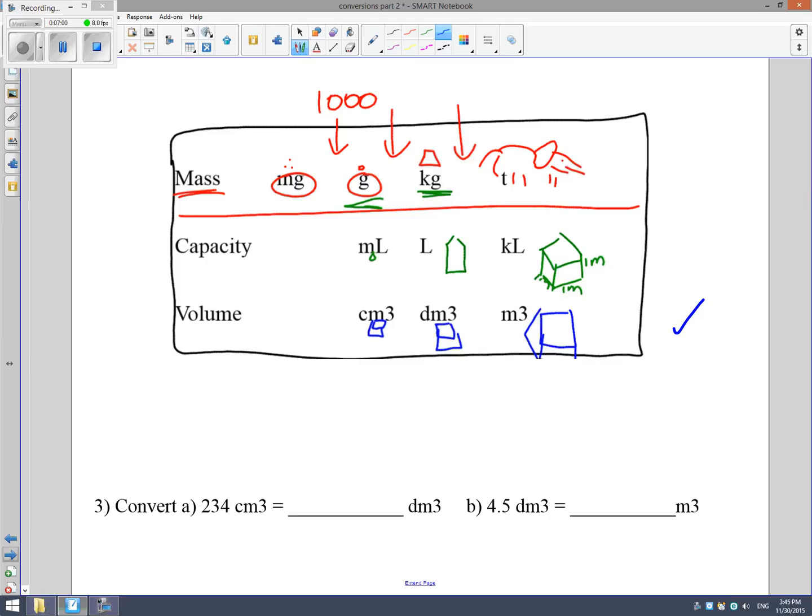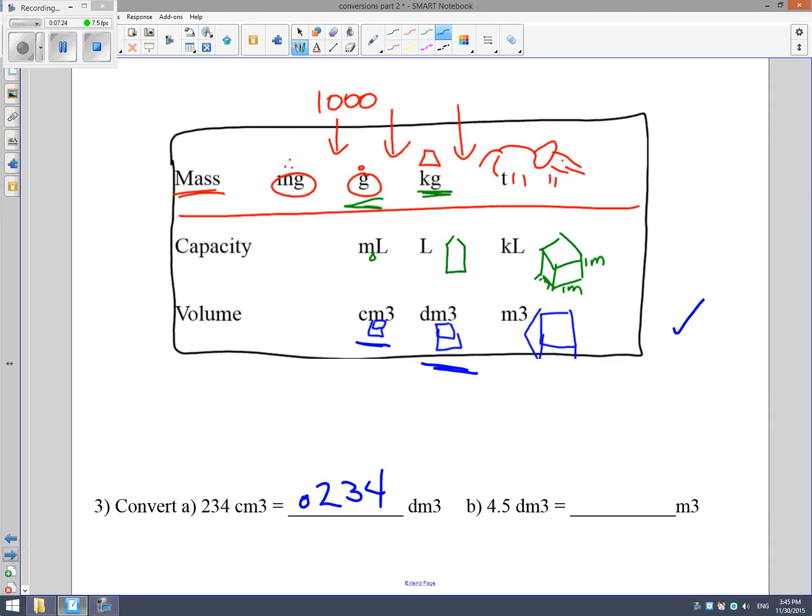They won't fill it all the way to the top, so there is no way we can say that this will be 234,000. We can't multiply by 1,000. When we're going from centimeters to decameters, it'll be a smaller number, we have to divide. And when you divide 234 by 1,000, it's just 3 decimal places to the left.